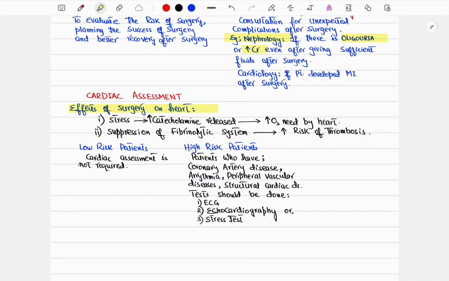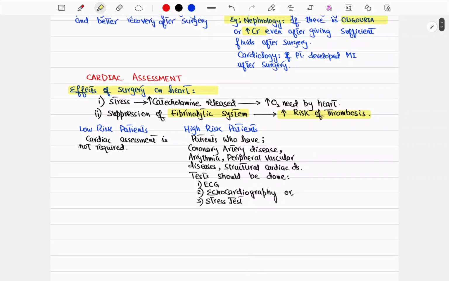Then there is also some kind of physiologic change in which the fibrinolytic system is suppressed, so that wounds can heal or bleeding can stop, but this also increases the risk of thrombosis. If the fibrinolytic system is suppressed, there is a risk of thrombosis.